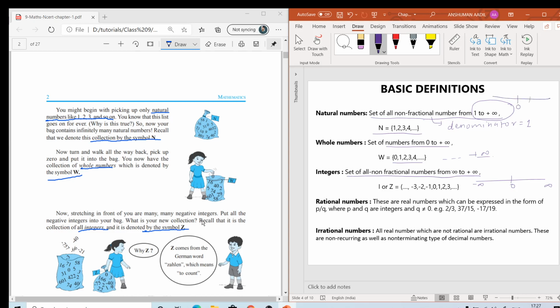So likewise we can also represent natural numbers here. This is our 0, 1, 2, 3. Here 0 is not counted, but in whole numbers we are having 0, 1, 2, 3, so these are all counted. And in integers we are going to count 1, 2, 3 up to plus infinity, minus 1, minus 2 up to minus infinity. So the set of all non-fractional numbers from minus infinity to infinity will be called integers, and they are represented by Z.